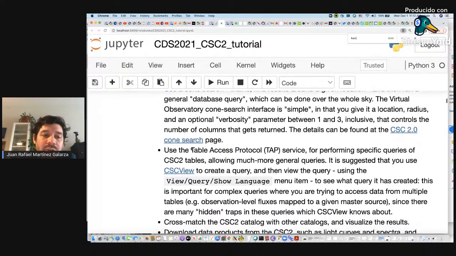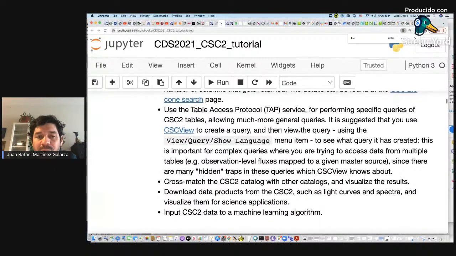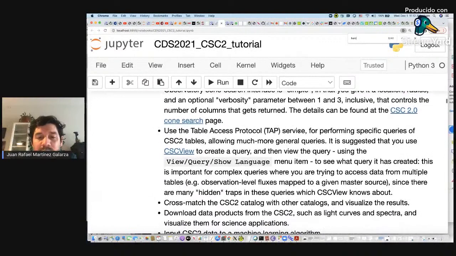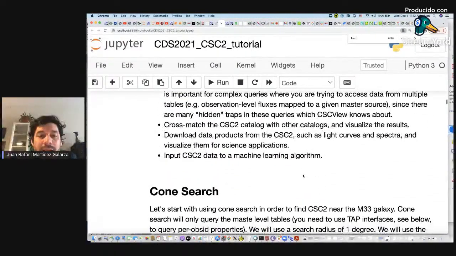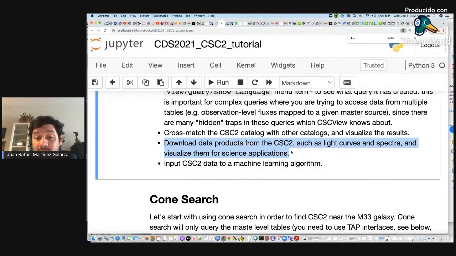And then I will show you how to do slightly more complex searches using a particular service. For example, if you want to obtain the properties of sources that have been observed more than once by Chandra, but you only want the properties for one particular observation of that source, you can also do that. And then I will show you how to download data products from the CSC 2. Products can be, for example, the spectra of a particular source, or the light curve that shows you the variability of that source, or many, many other products that we have in the Chandra Source Catalog.